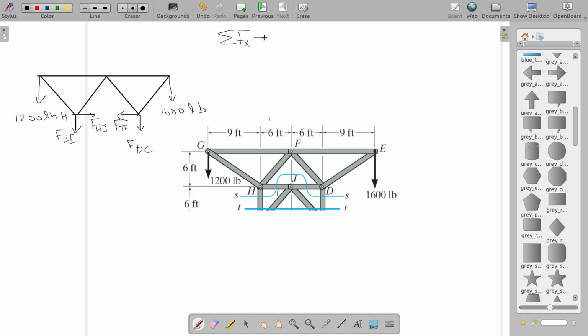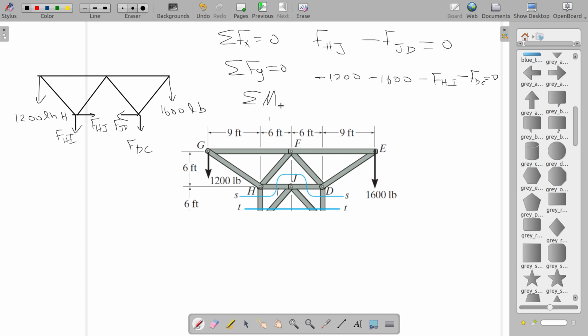Here also you can write down net force in x direction 0. Now that is very simple. How many forces are there in x direction? You have F_HJ minus F_JD, right? F_HJ towards right and F_JD towards left, equal to 0. Net force in y direction is equal to 0. So minus 1200, minus 1600, downwards, right? Everything downwards. Minus F_HI minus F_DC equal to 0. And net moment about, let's say, this point D is equal to 0.